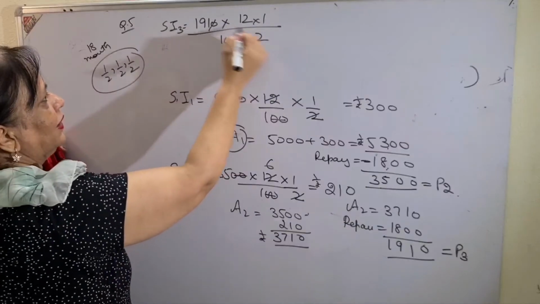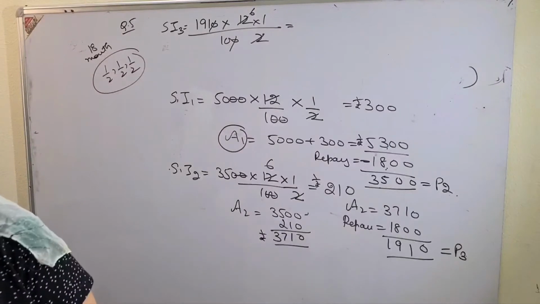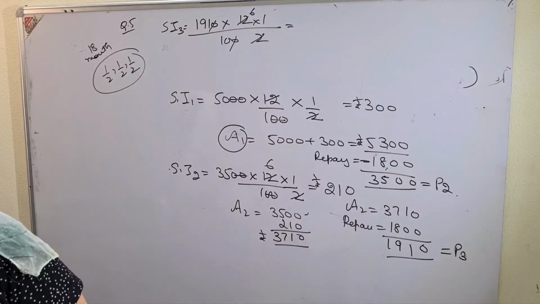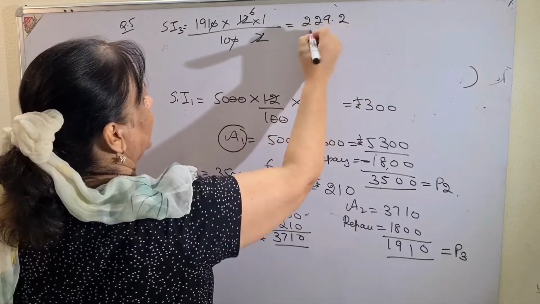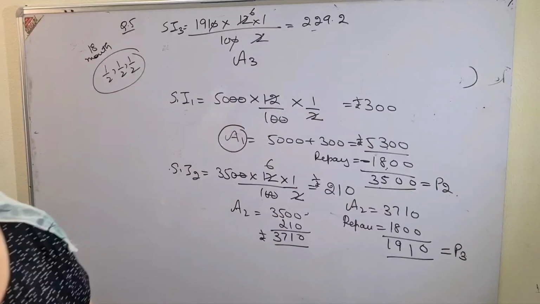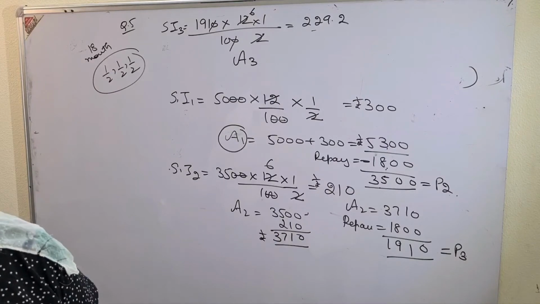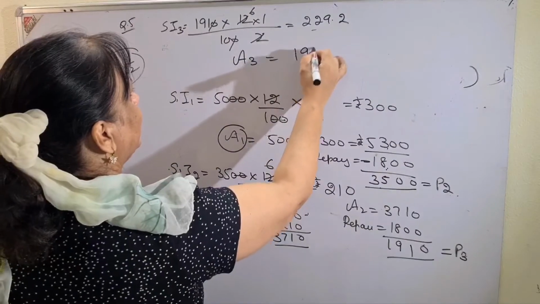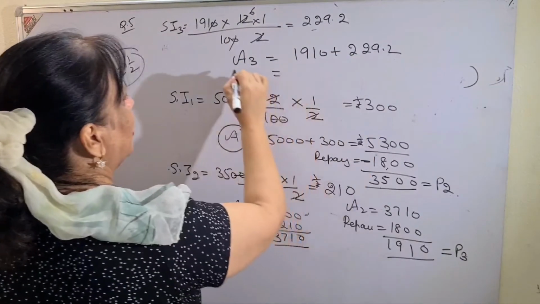So you calculate the rest. This is 12, and whatever answer you get, you calculate it. You will get the answer in decimals this time. This is around 229.2, I have already calculated. So amount 3: find the third payment he has to make at the end of 18 months. Whatever amount you get here, 1910 plus 229.2, this is the amount.